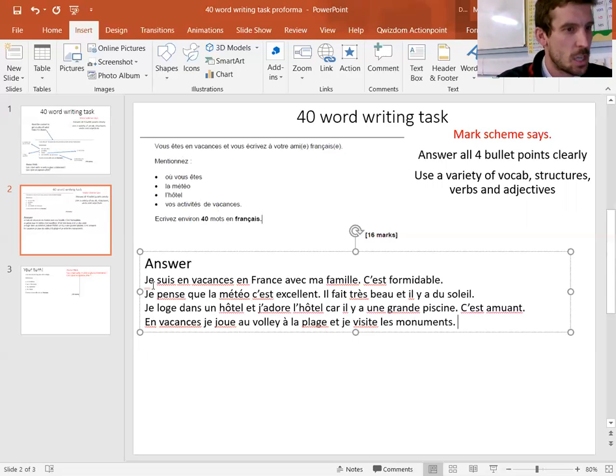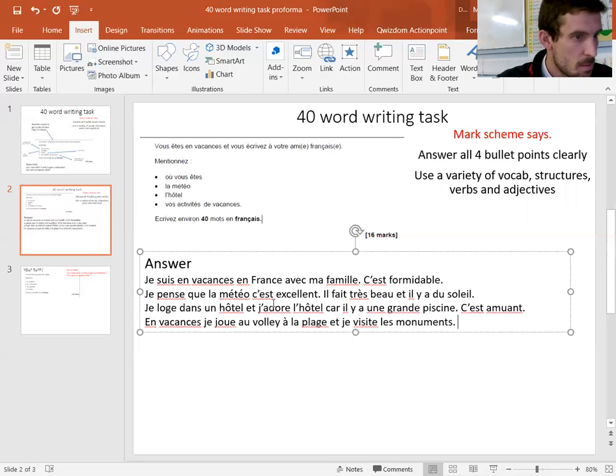Let's just check it over to check we're all okay. Have you answered the bullet points where you are? I am on holiday in France with my family. It's great. Fine. Okay, move on. Whether I think that the weather is great or excellent, it's sunny or it's beautiful and there's sunshine. Lovely. Okay. Hotel. I'm staying in a hotel.